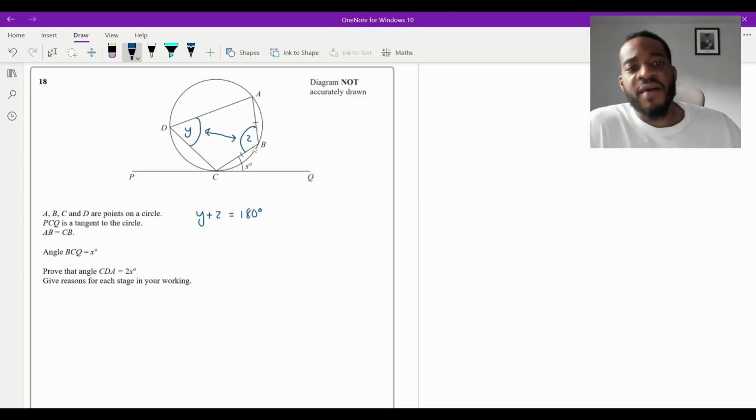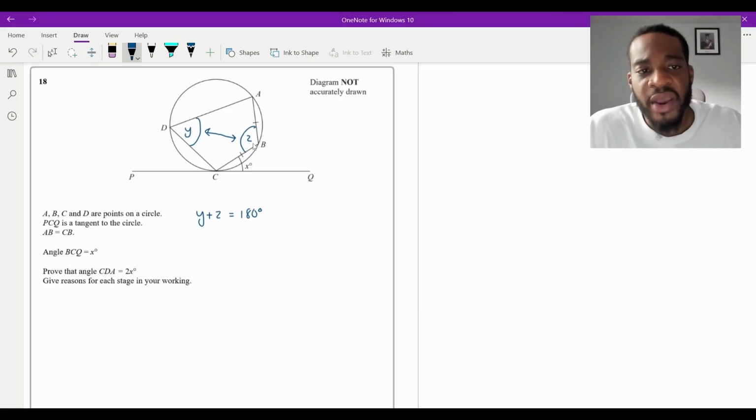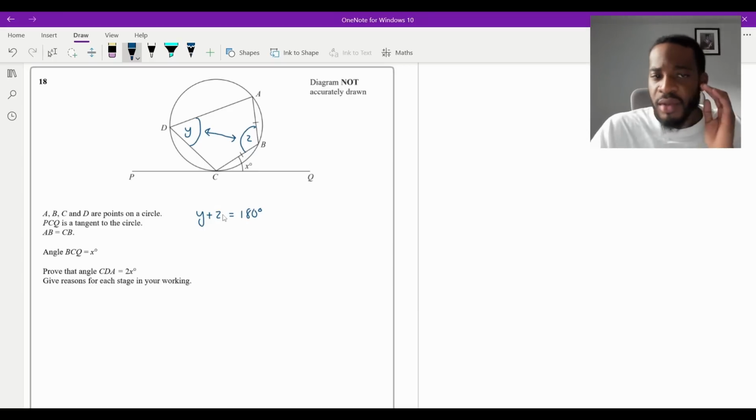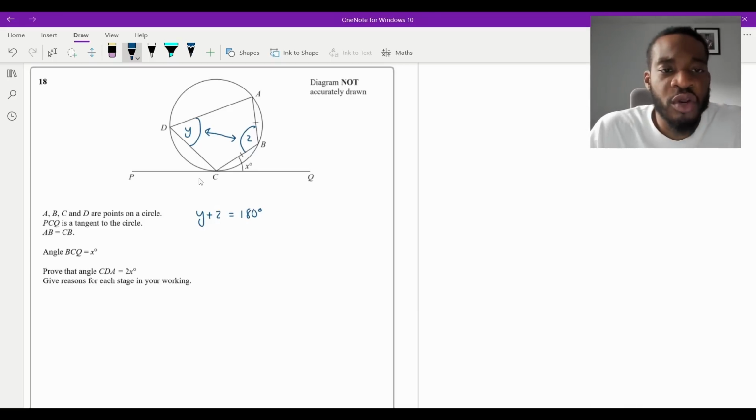So for me, if I could calculate what this angle z is algebraically, then that would allow me to calculate what y is. So now, what I'm going to do though is I'm just going to rub that out for now.